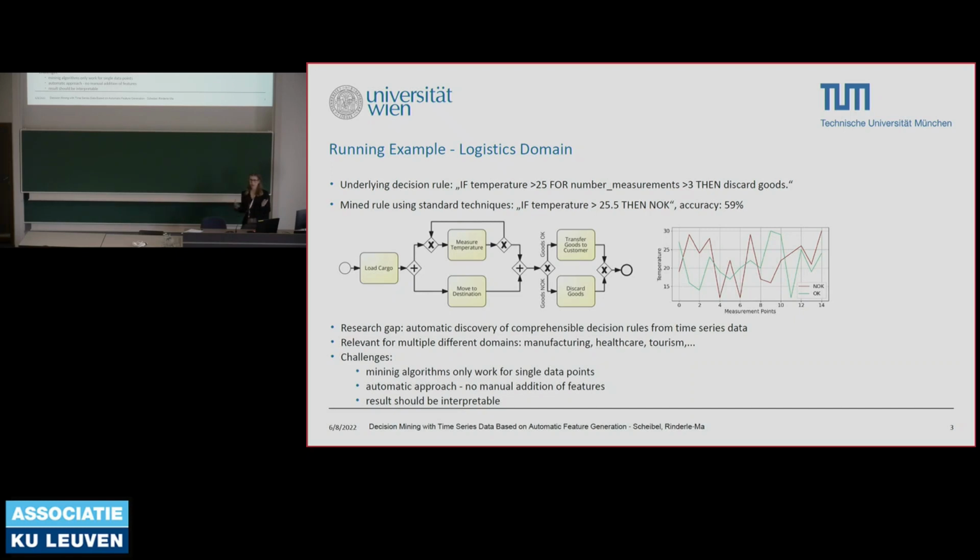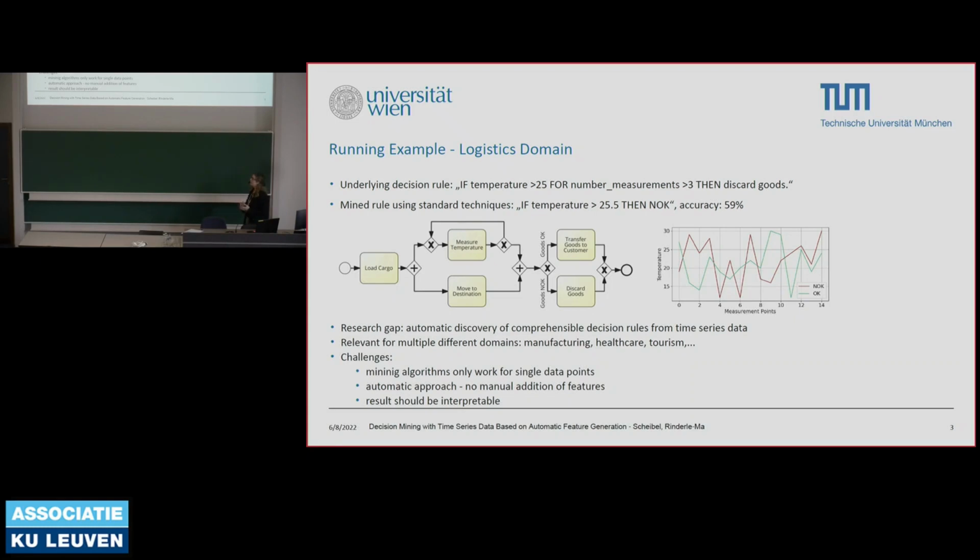Either we can give the goods to the customer because they are fine, or if the temperature was too high during the transportation process, the goods may be spoiled and we have to discard them because they cannot be safely transferred to the customer. So that's the focus of our research, basically this decision point. And we're asking, okay, what is the decision rule underlying this decision point?